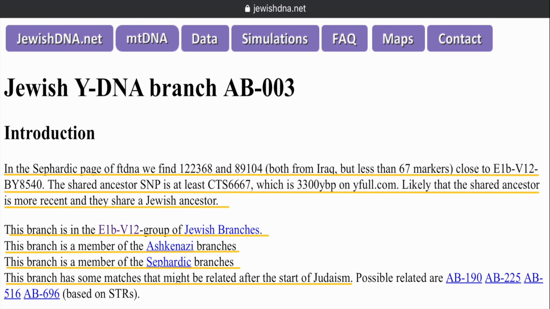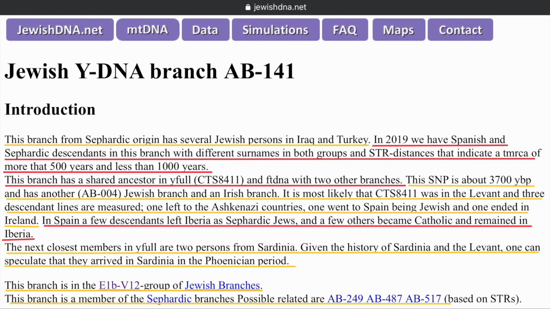This branch is in the E1B-V12 group of Jewish branches. This branch is a member of the Ashkenazi branches. This branch is a member of the Sephardic branches. This branch has some matches that might be related after the start of Judaism. This branch from Sephardic origin has several Jewish persons in Iraq and Turkey. In 2019, we have Spanish and Sephardic descendants in this branch with different surnames in both groups and STR distances that indicate a TMRCA, the most recent common ancestor, of more than 500 years and less than 1,000 years.